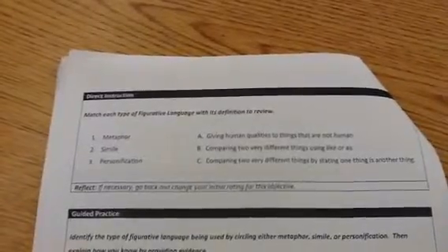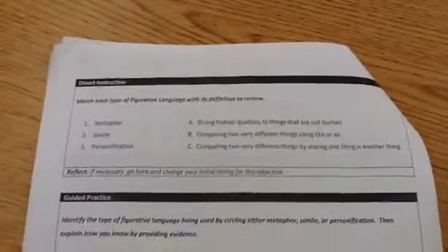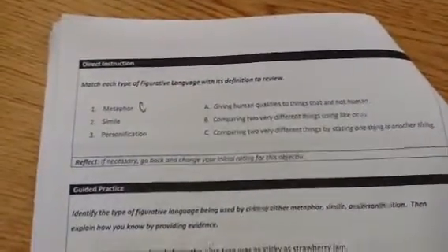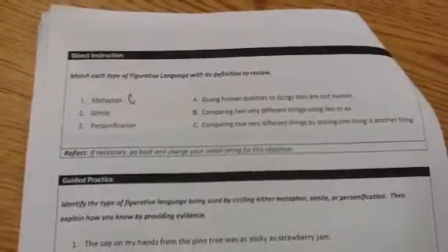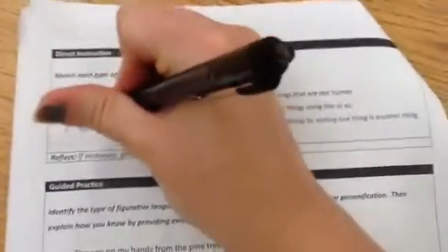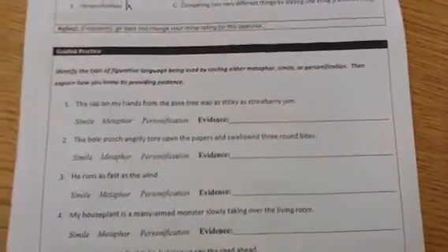Number 1, metaphor. A metaphor compares two very different things by stating that one thing is another. So the answer to this one is C. A simile compares two different things using like or as, and personification gives human characteristics to something that is not human. Let's review identifying correctly personification, metaphor, and similes.